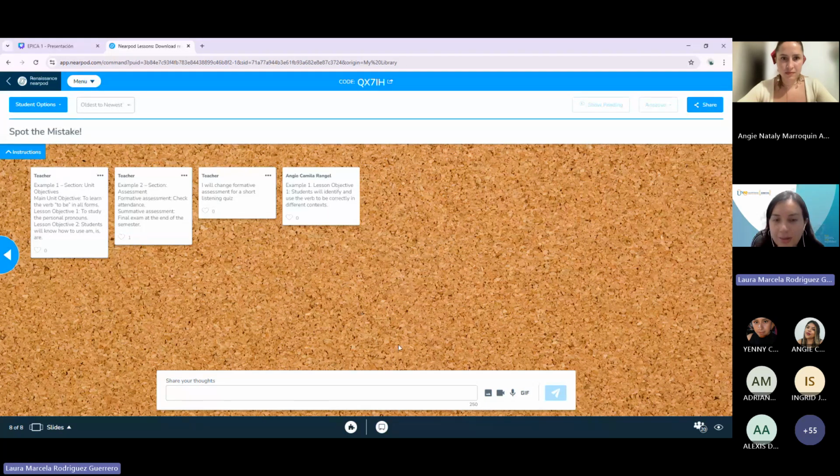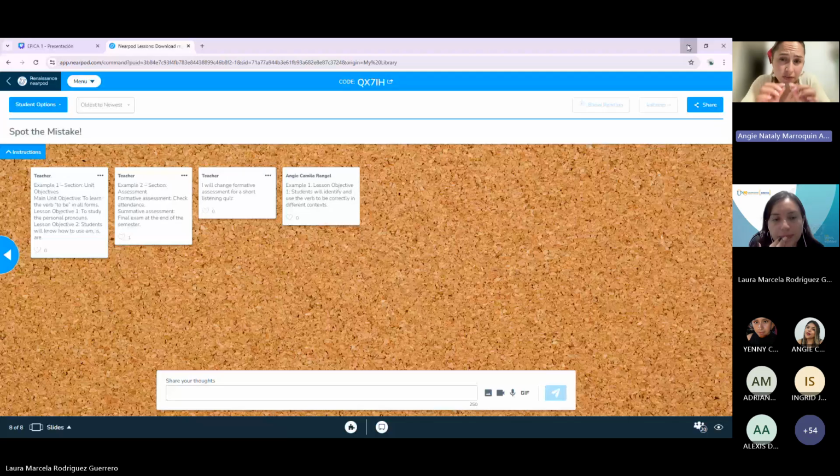So we have here some examples from Angie. From example 1, lesson objective 1: students will identify and use the verb to be correctly in different contexts. I think that it's too general, but it can work for a unit. I would like it to be a little bit more specific, Angie. Just trying to say which context, for example. You can put the context and that would be better.